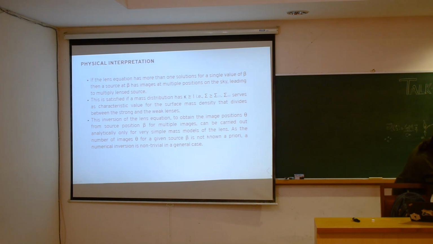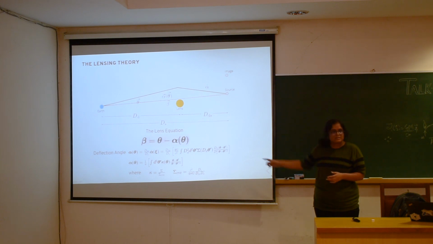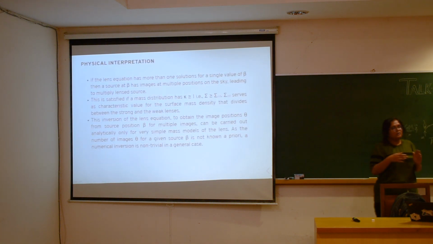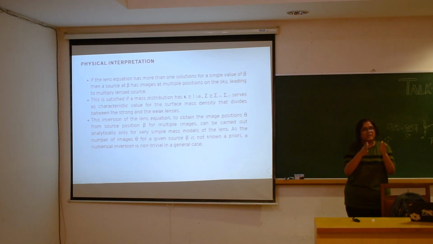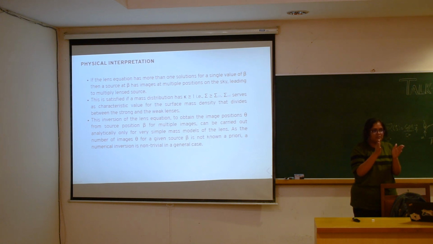So again, going back to the previous slide, if your kappa is greater than 1, that is, the surface mass density of the lens is greater than the critical surface mass density of your system, then this condition gets satisfied and you get the case of multiple image sources. So if you know your lens mass distribution, you can predict if you get only one image or more than one image. That is why we noted the kappa parameter, because it predicts something that you can observe.